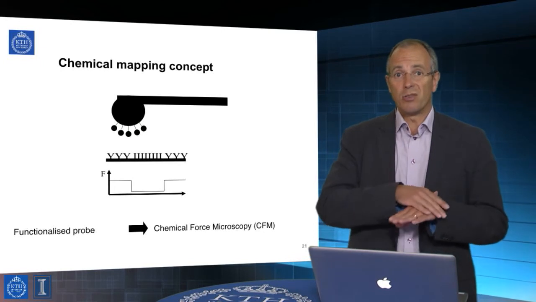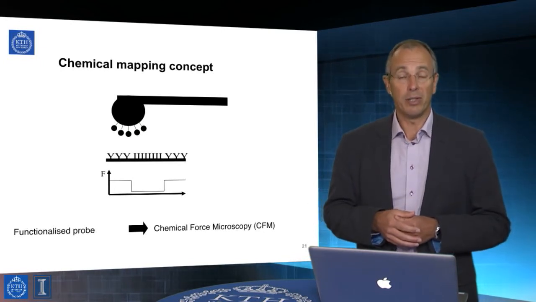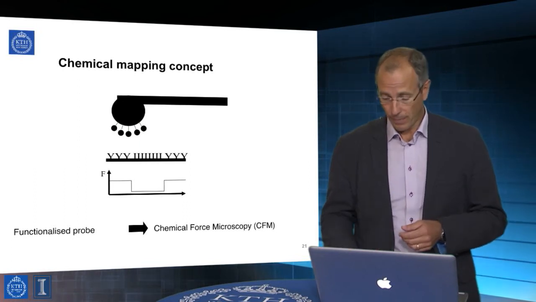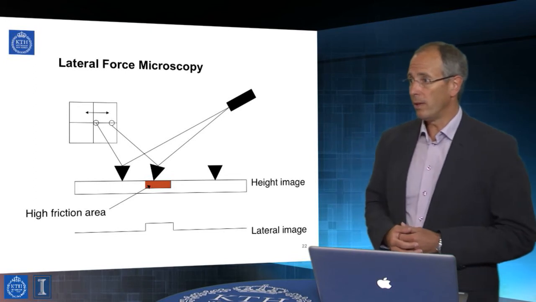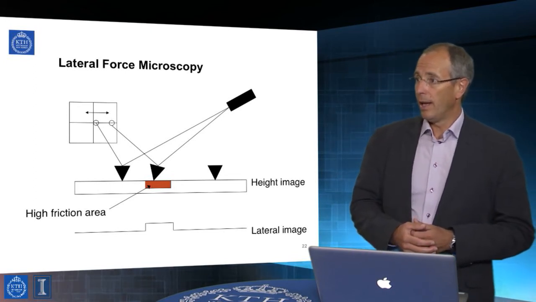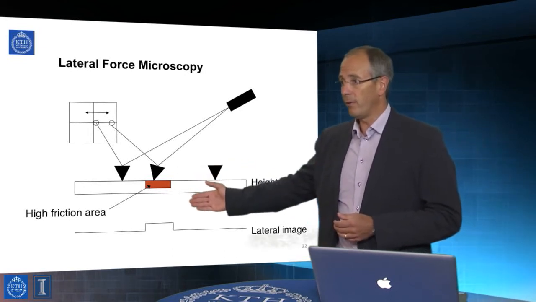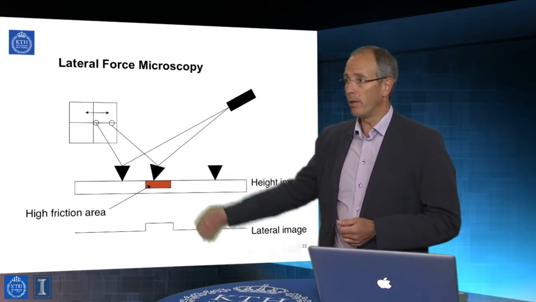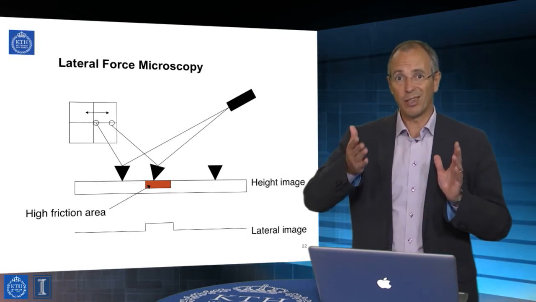So another way to do it is just drag the tip over the surface. So essentially go back into contact mode and measure the friction. And that's what we have with lateral force microscopy, which you can see illustrated in this slide. As the tip slides over a region of different frictional coefficient, indicated by the red, the cantilever is going to twist.